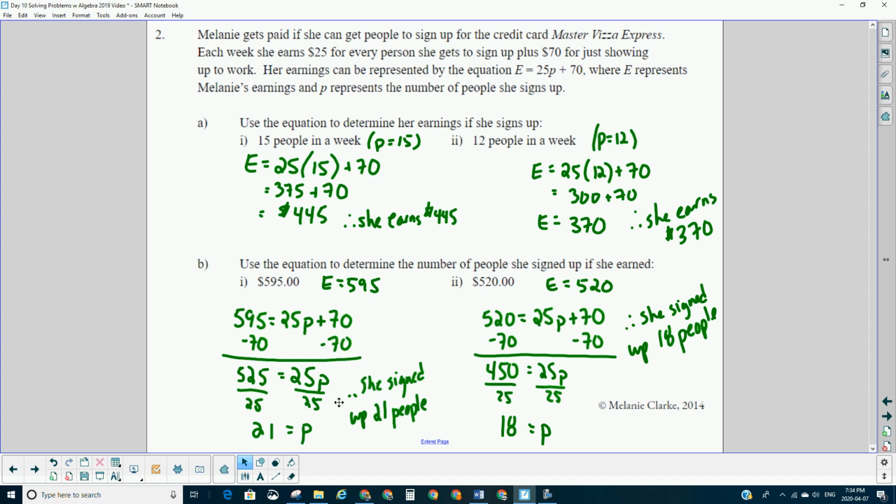Hopefully you've been able to practice this. Maybe you even did this before you watched the video to make sure that your math is right.